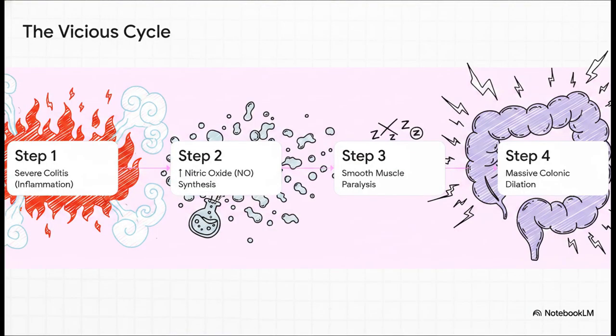Now what's so cool about this is how simple the core mechanism is. It's a vicious cycle. It all kicks off with severe inflammation, some kind of really bad colitis. This inflammation causes a massive release of nitric oxide, which, as you know, is a really potent smooth muscle relaxant. This effectively paralyzes the wall of the colon, and when that happens, you get this massive, life-threatening dilation. It's a simple and incredibly deadly cascade of events.